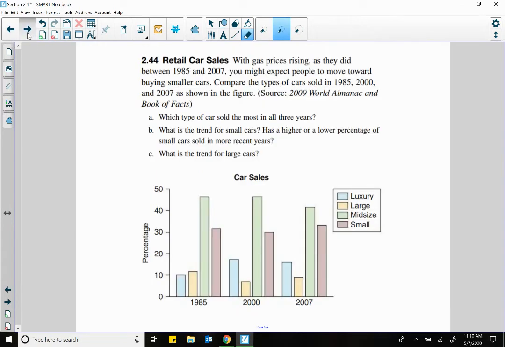Okay. All right. So the next one. Here we go. So in here it says with gas prices rising as they did between 1985 and 2007, you might expect people to move towards buying smaller cars. Compare the types of cars sold in 1985, 2000, and 2007, as shown in the figure. So now you're going to answer these three questions. Go ahead, pause the video, and give this a shot.